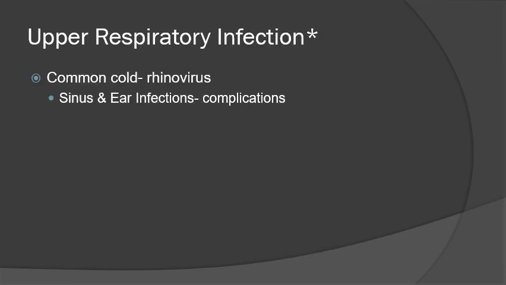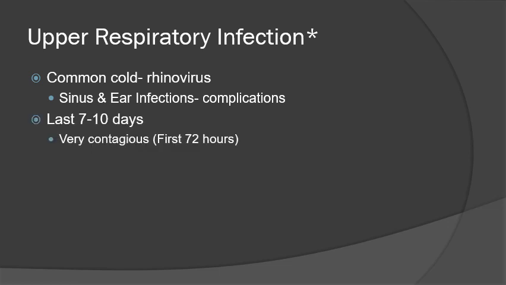Upper respiratory infections, so common cold caused by the rhinovirus. And again, we all know some of the classic signs and symptoms with this, and some complications from common colds could be sinus and ear infections. So you could get secondary infections in the sinuses and the ears as a result of a cold virus. They typically last 7 to 10 days, and they're typically very contagious within the first 72 hours.